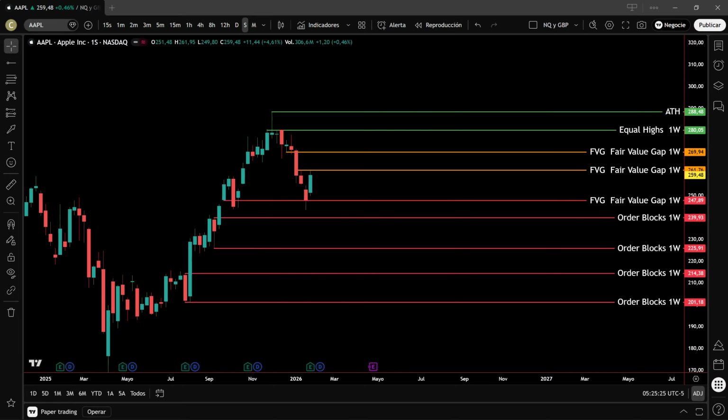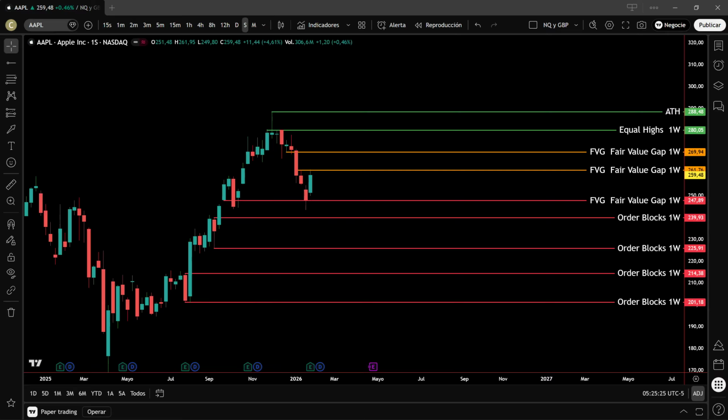We now analyze Apple's stock on its weekly chart. After reaching an ATH, or all-time high, at $288.48 and consolidating below the equal highs at $280.05, the price has initiated a healthy corrective phase. It is fundamental to observe the ladder of inefficiencies and supports that lies ahead.